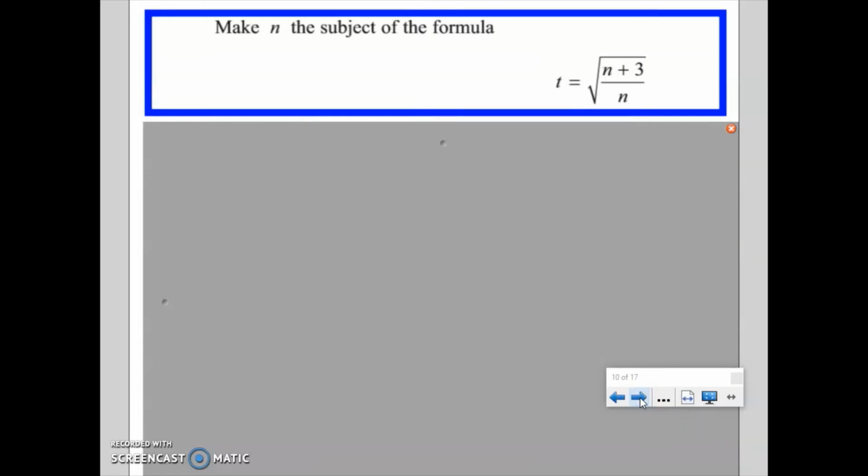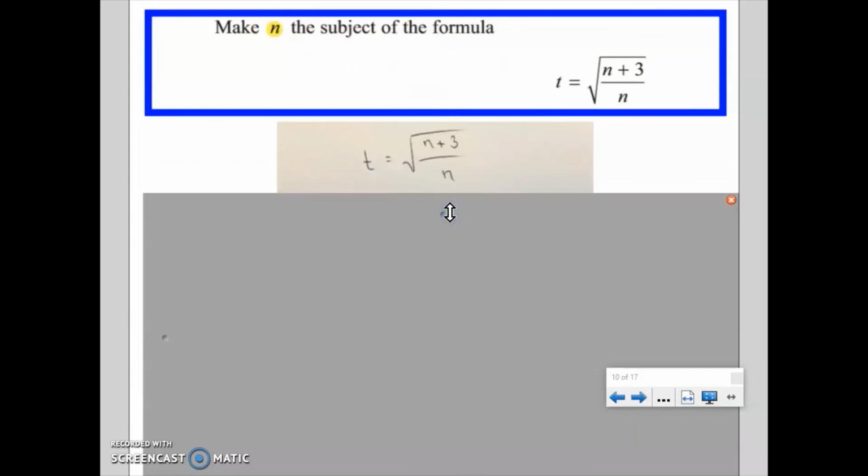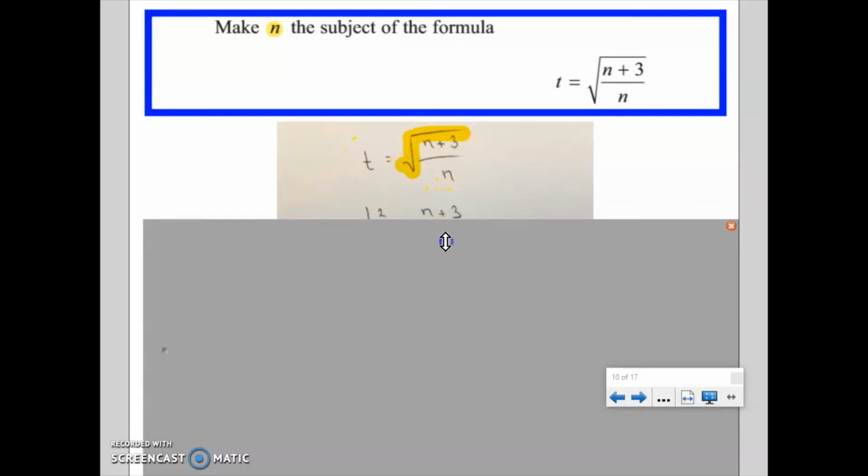Last example from me before I give you some questions to work through. This time we're trying to make n the subject of the formula. There's my starting point. First thing I need to do is square both sides. This square root sign acts as a bit of a cage, so we need to remove that first before we can manipulate anything else. So I'm going to square both sides, which will make this t squared.